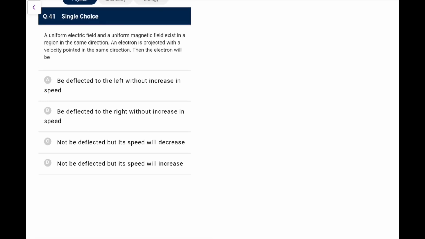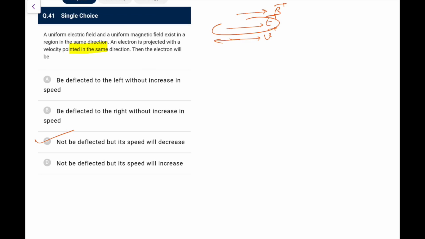Uniform electric field and uniform magnetic field exist in a region in the same direction. An electron is projected with velocity in the same direction. We have done this before. This is the velocity, this is E, this is B. B will exert no force, and because it is an electron, the force due to the electric field would be opposite to it. So the electron will not be deflected, but speed will decrease. We are taking the case till it decreases, not when the direction reverses, because then it will start to increase.